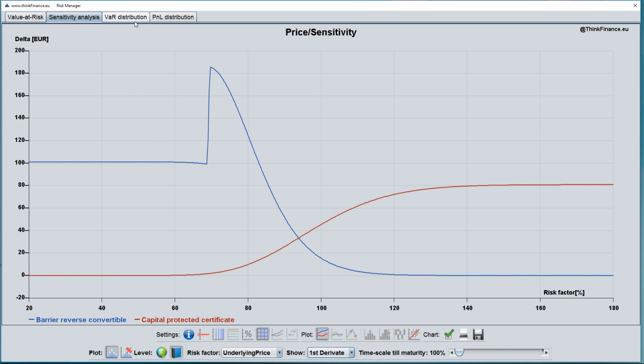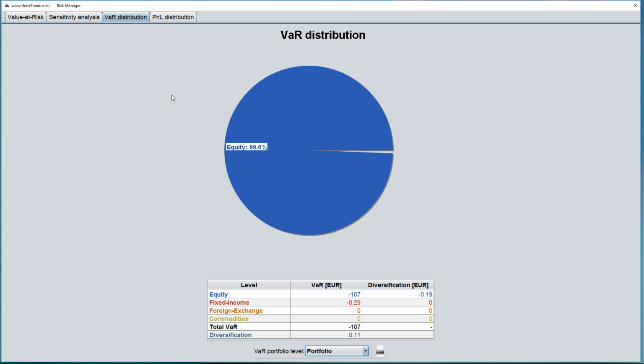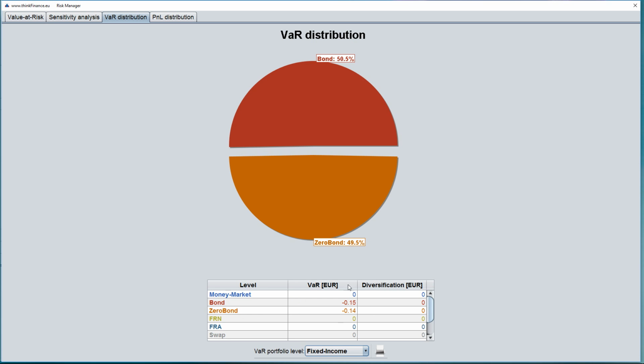Let's move to the third pane, the value at risk distribution. So here you see how the different asset classes contribute to the value at risk. And you see these two products that I've imported are heavily dominated by equity risk. But what I can do here is I can drill down into the different asset classes. For example, I can look into fixed income, and I see here within fixed income there is a bond and a zero bond contributing to the value at risk of these two products.